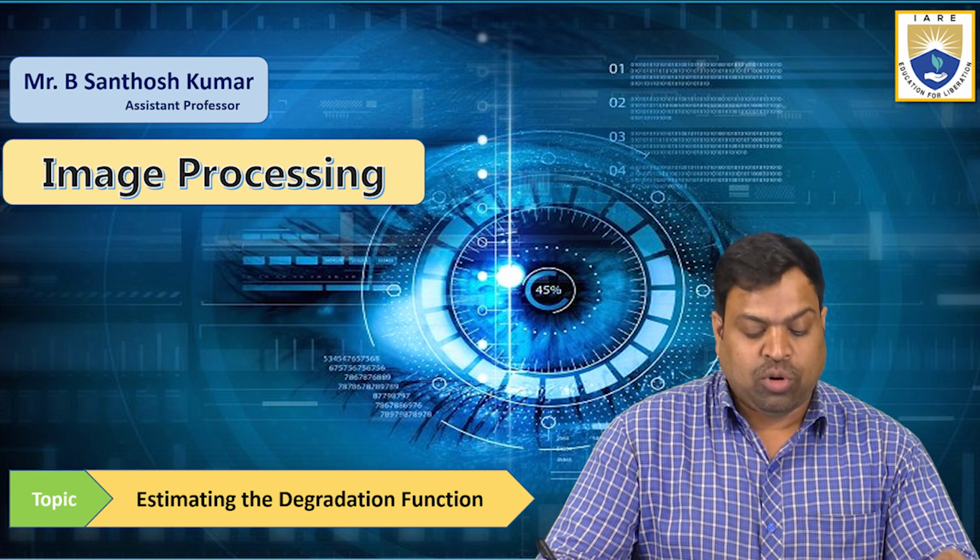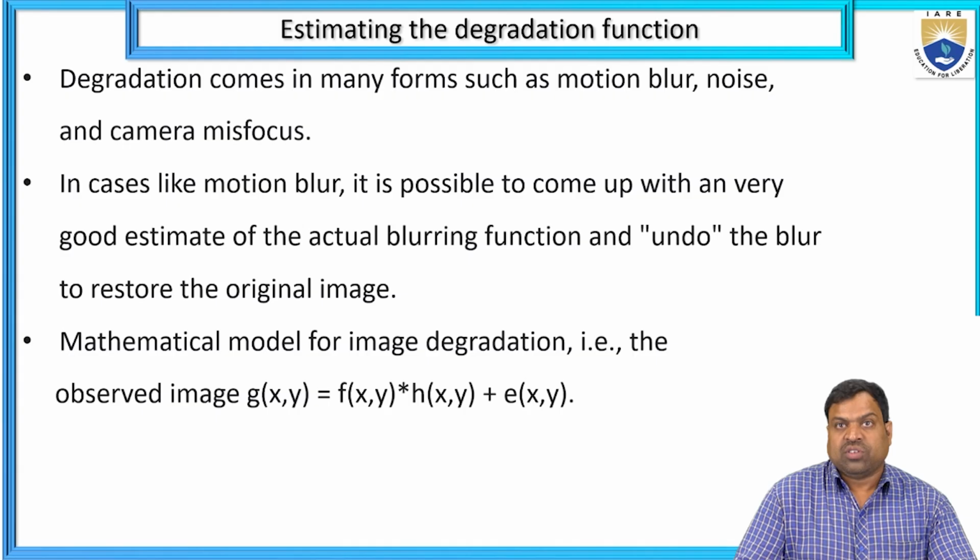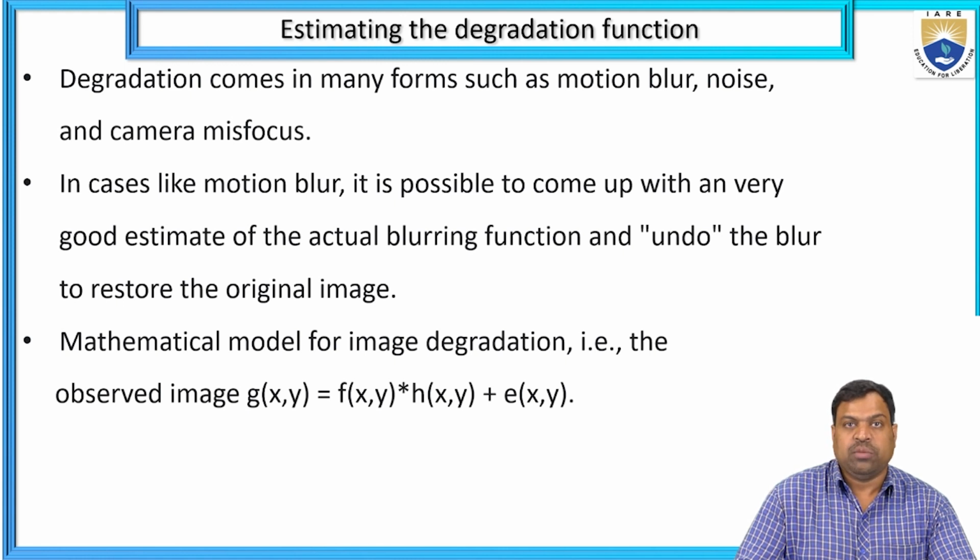Today I am discussing estimating the degradation function. So what is estimating, and how are we estimating the degradation function in image processing? Degradation comes in many forms such as motion blur, noise and camera misfocus. In cases like motion blur, it is possible to come up with a very good estimation of the actual blurring function and undo the blur to restore the original image.